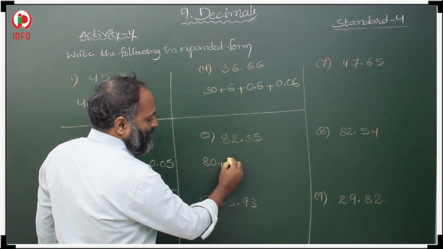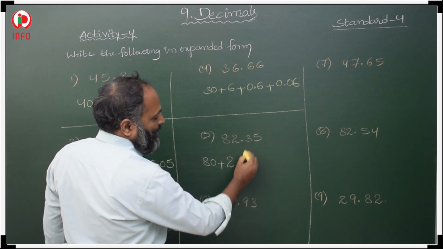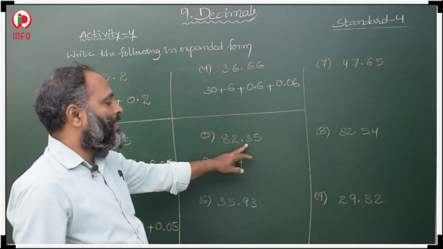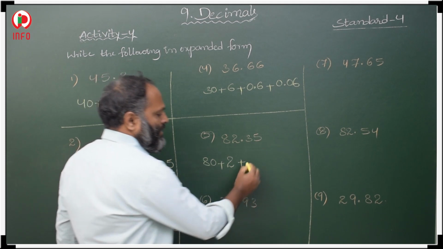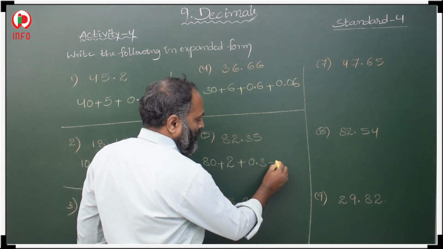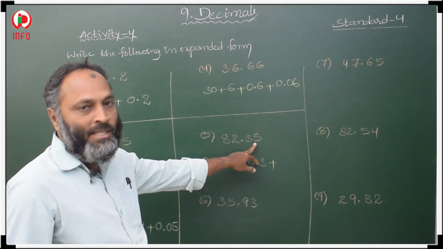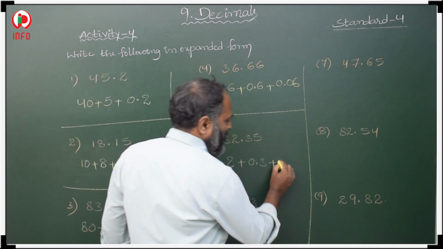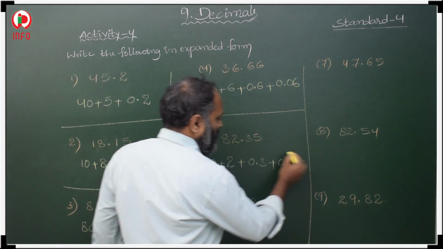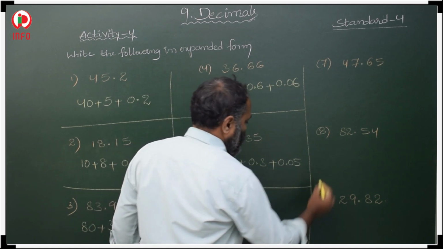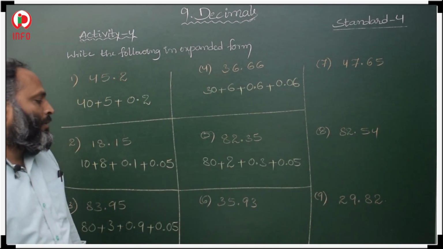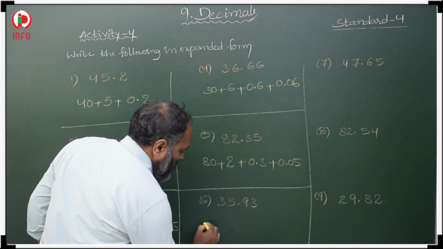Now here 8 is in tens place, that is 80. 2 is in ones place, that is 2. Then after that decimal. 3 is in tenths place, that is 0.3. 5 is in hundredths place, that is 0.05.